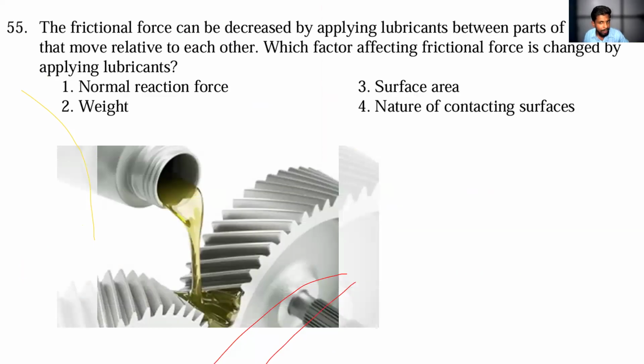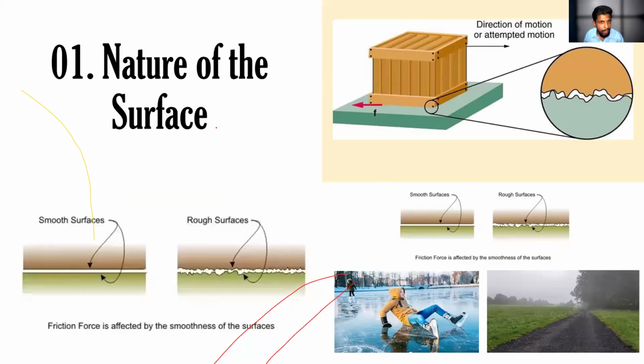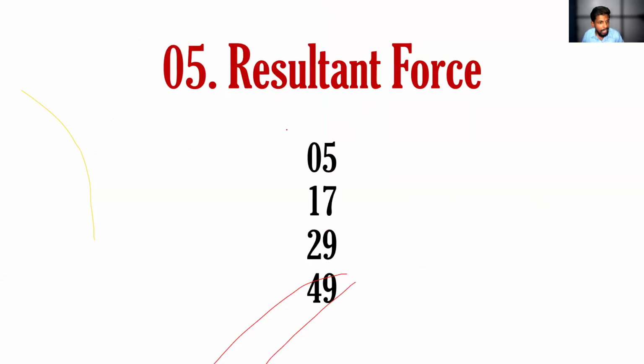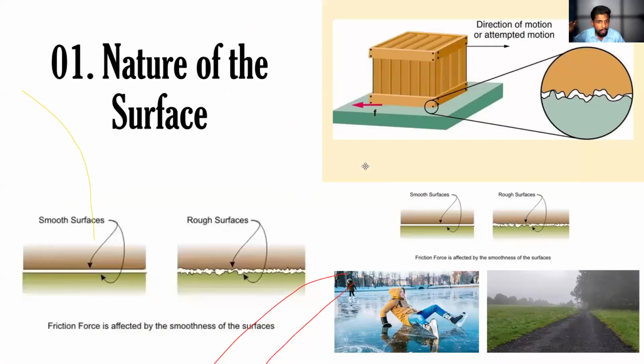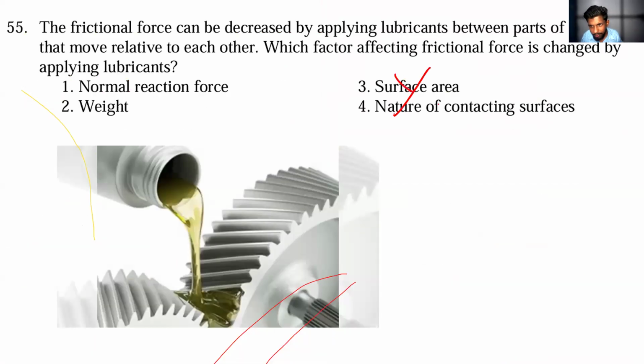Can anyone tell me, Pula, what are the two factors? Anyone? There are two factors affecting the frictional force. Nature of the contacting surface. Second one, perpendicular reaction. Very good, Swastika and Aarti. Yes, okay. And the third one, I said that it does not depend on the surface area. So directly we can answer this question: not surface area.